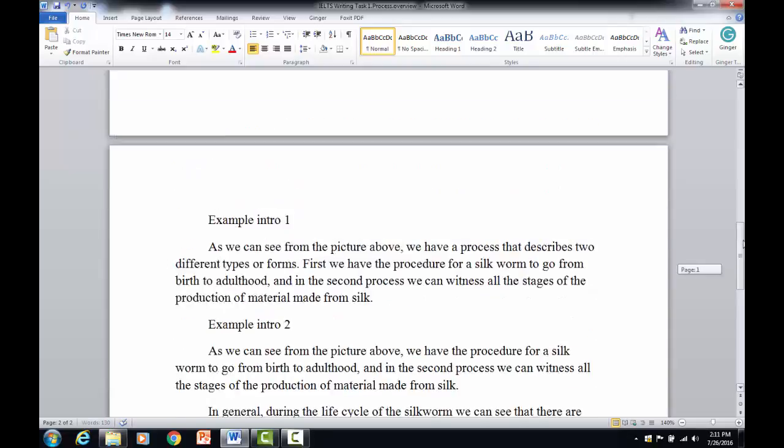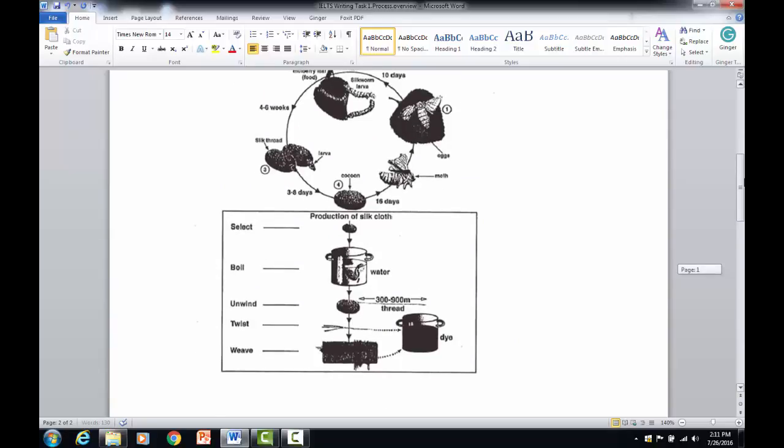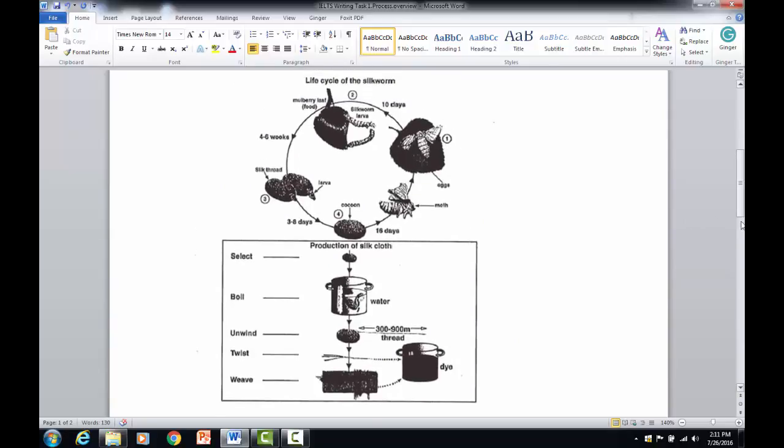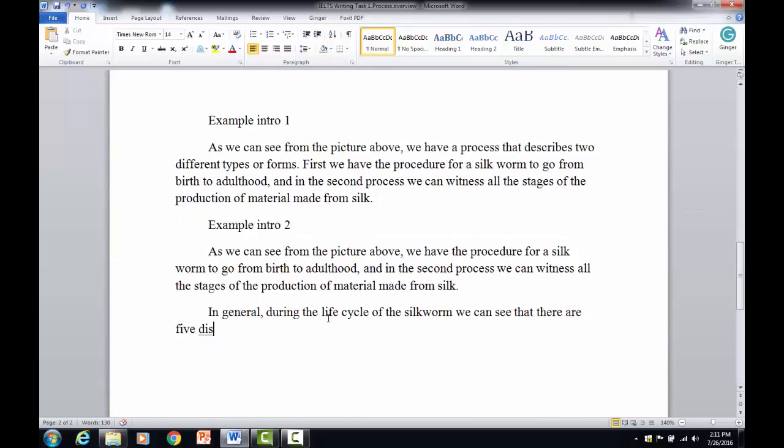Is it 5? Let's go back and look. 4. I'm sorry. We can see there are 4. 1, 2, 3, 4. 4 stages. It's a little bit more challenging to do it this way because normally the IELTS is a paper test, and you can look at the graph right in front of you. 4 distinct stages from birth to adulthood. Right, so there's our first sentence.